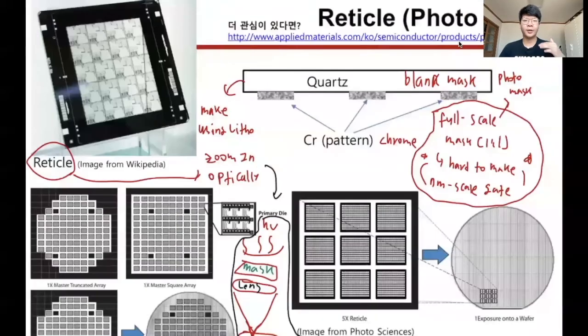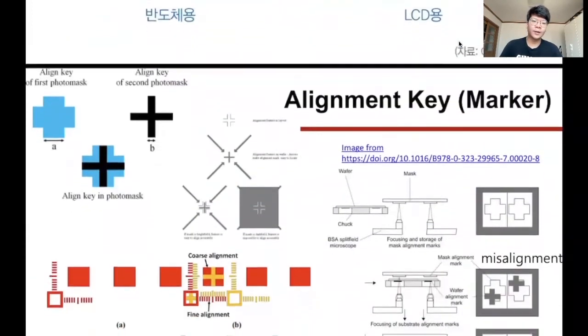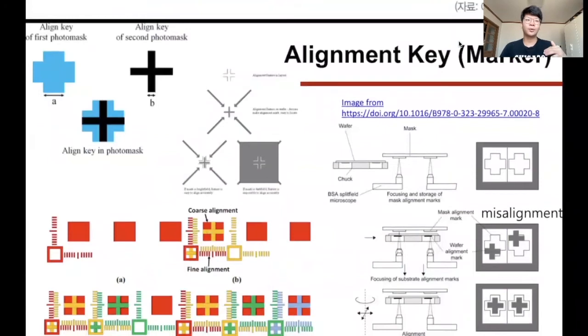And using a blank mask, we can also make photo masks, or use it like in a liquid crystal display, as a wafer for the thin film transistor. And after that, we have to align the patterns; after one stage, we need to align these chips for every process.